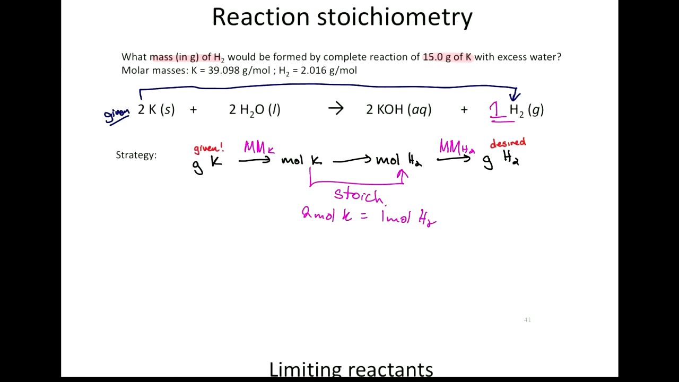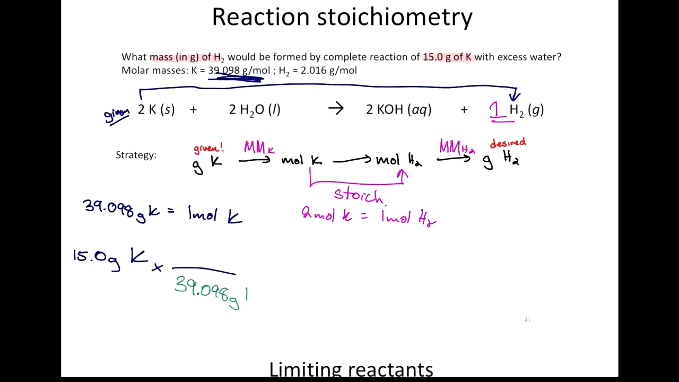So let's actually do this question. We start with what's given, 15 grams of potassium. I want to use molar mass, so I give that to you here. Written as an equality, 39.098 grams of potassium equals 1 mole of potassium. Does that 39 number go on the top or the bottom? The bottom. So 39.098 grams of potassium is 1 mole of potassium.